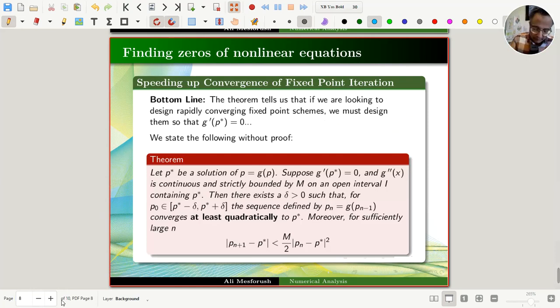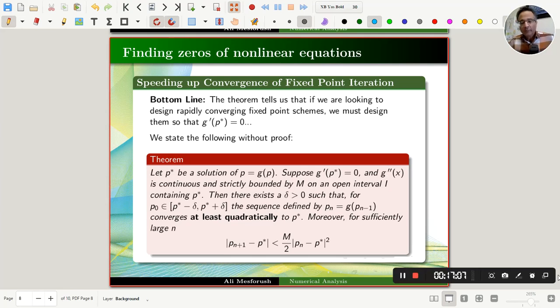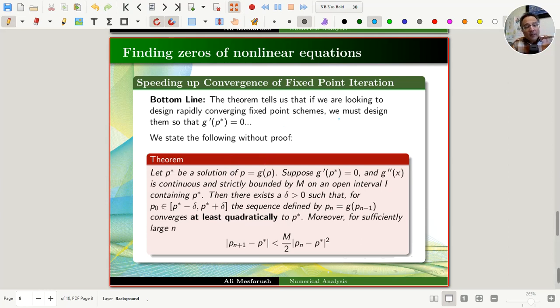Okay, now there is a very important theorem, but we do not prove this theorem. Before the theorem, just let me say that if we want to have a quadratic convergence for a sequence, in fact we have to design a function g such that g prime of p star is also equal to 0. Okay, so let me have a look at this theorem.